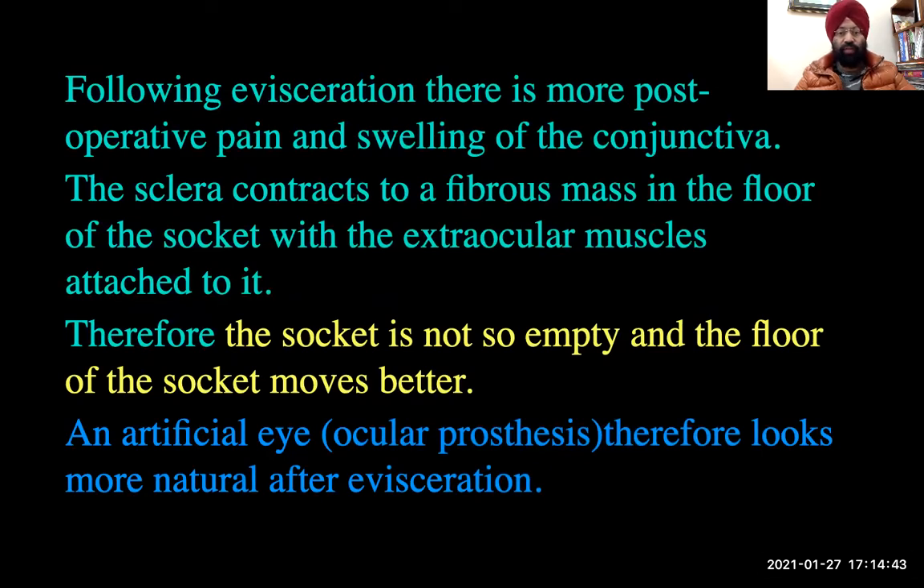The sclera contracts to a fibrous mass in the floor of the socket with the extraocular muscles attached to it. Therefore, the socket is not so empty and the floor of the socket moves better. An artificial eye, the ocular prosthesis, therefore looks more natural after evisceration.